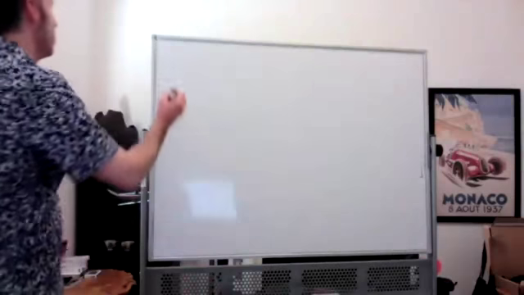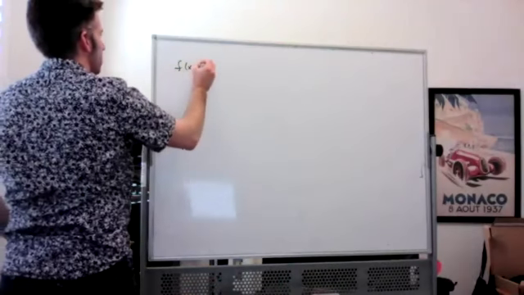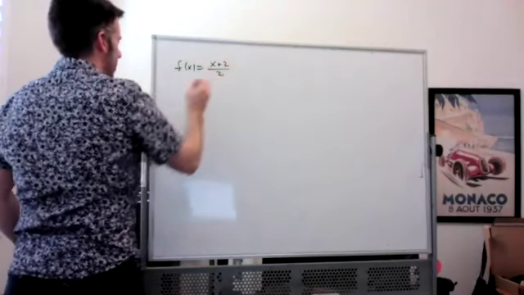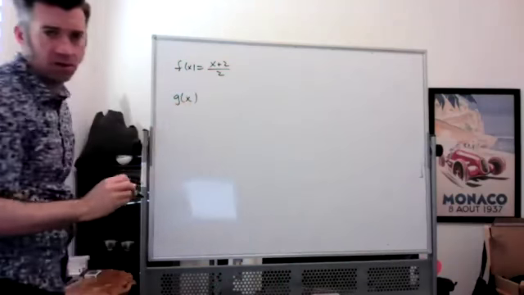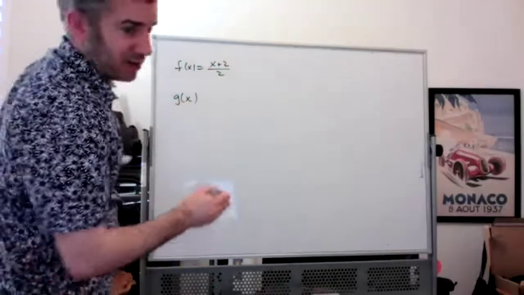We have f of x equal to (x plus 2) over 2, and g of x equal to 3x minus 4.